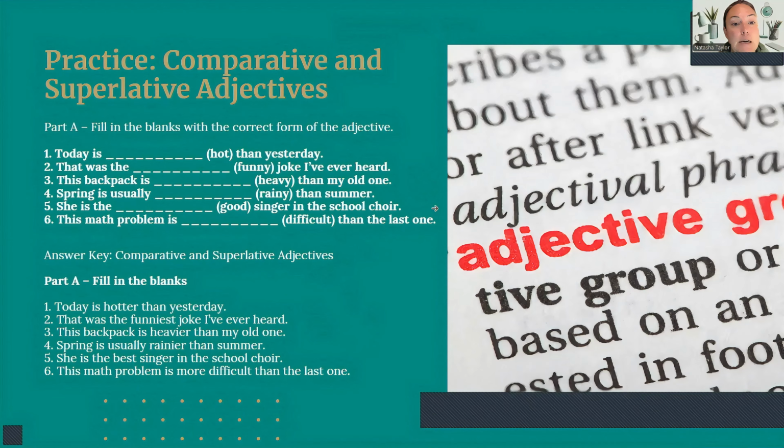And 5, she is the blank, what form of good? Singer in the school choir. She is the best singer in the school choir. And 6, the math problem is blank, what form of difficult than the last one? The math problem is more difficult than the last one.